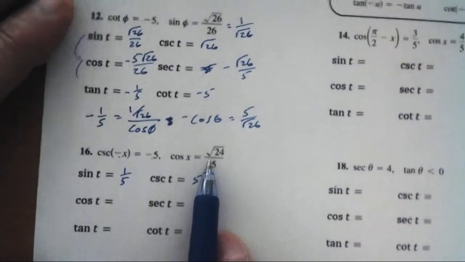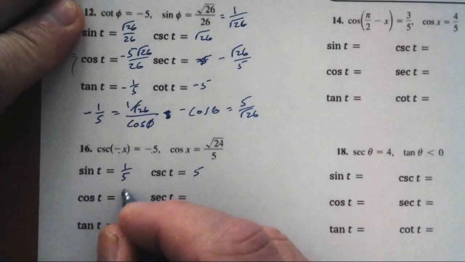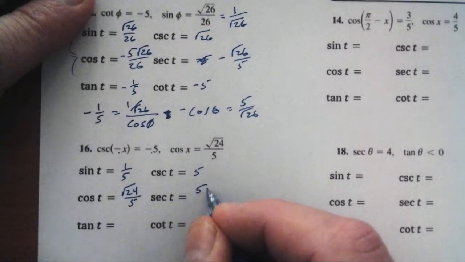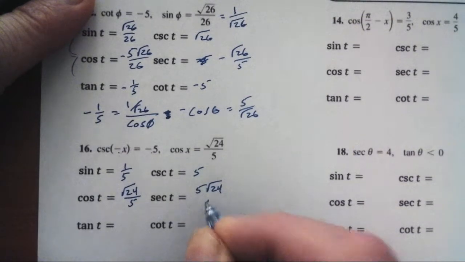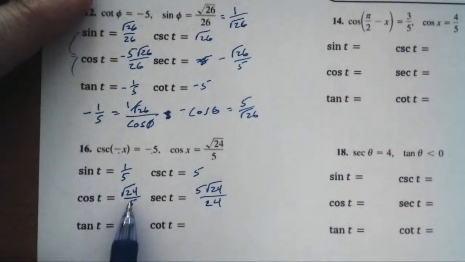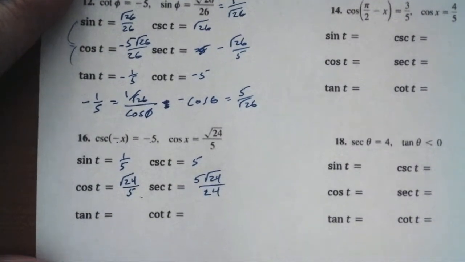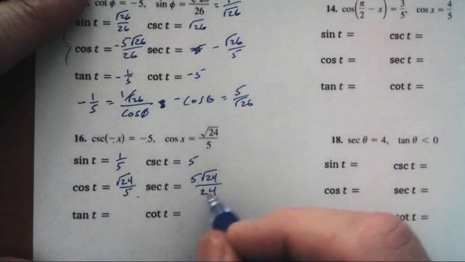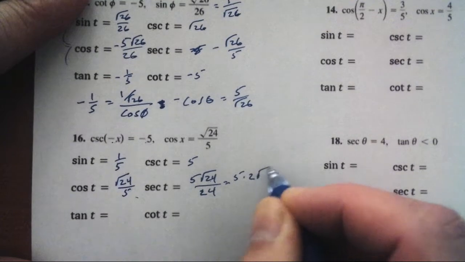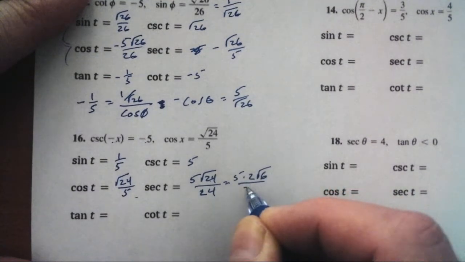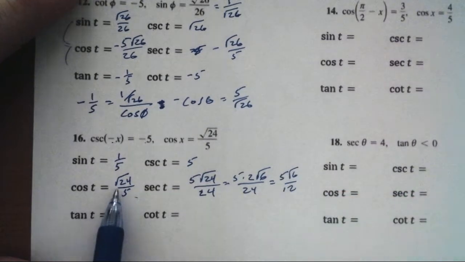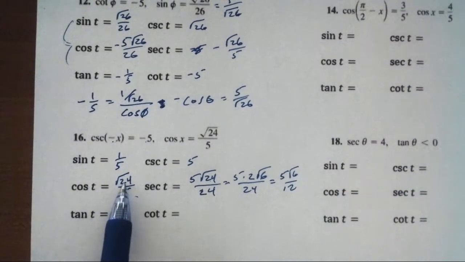Cosine, for whatever reason, they didn't simplify the square root of 24, so we'll just go with that. Square root of 24 on 5, making secant 5 times square root of 24 on 24. Flip and rationalize. Okay, I can't resist this one because this is going to reduce some. This is 4 times 6, 2 square root of 6 on 24, or 5 square root of 6 on 12. That's why we should have that guy reduced or simplified.